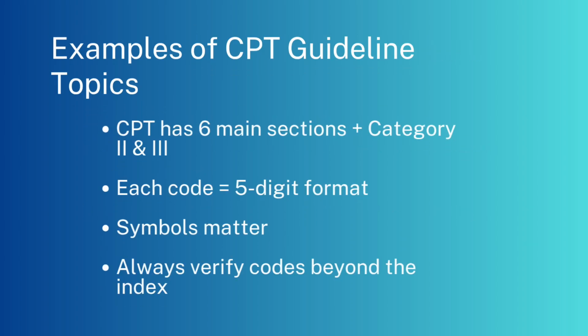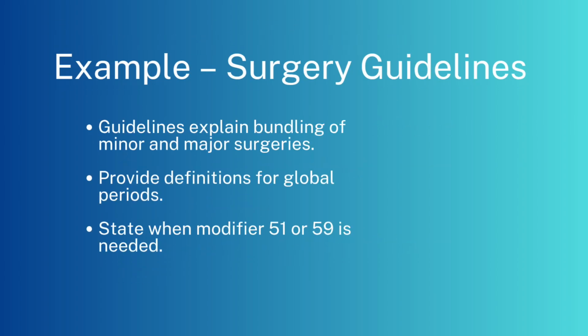Guidelines often include code range definitions, terminology explanations, modifier usage, instructions for multiple procedures, and reporting rules for unlisted procedures. Understanding these topics can help you avoid the most common mistakes. Take the surgery section, for example. The guidelines here explain how procedures are bundled, define global periods, and when to apply modifiers like 51 or 59. Without these, choosing the correct surgical code becomes a guessing game.